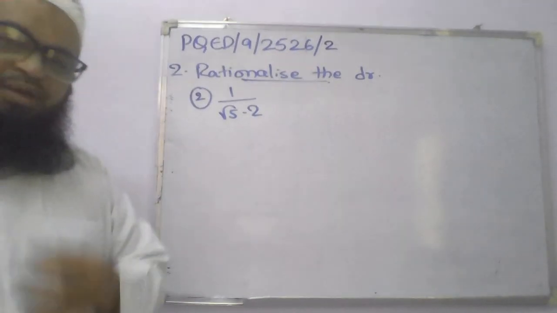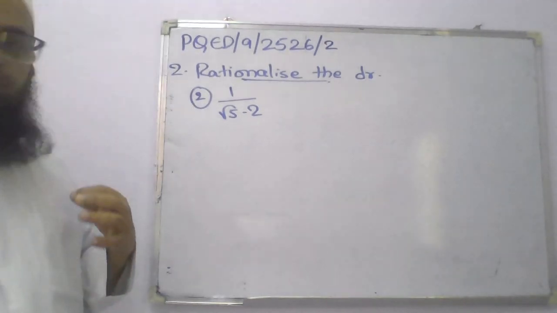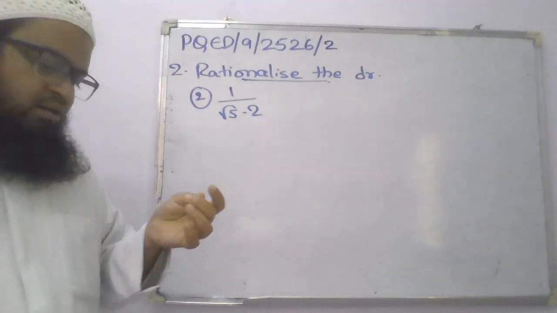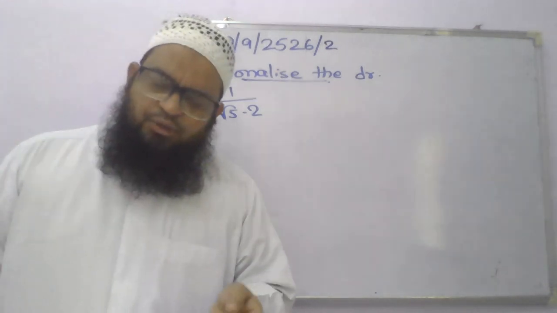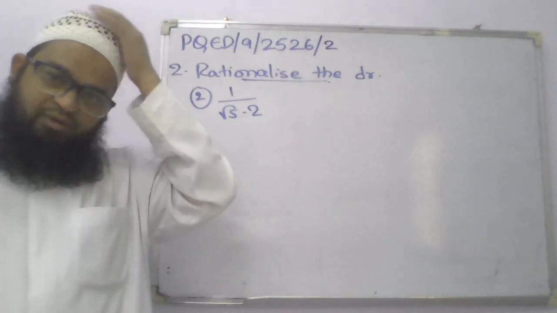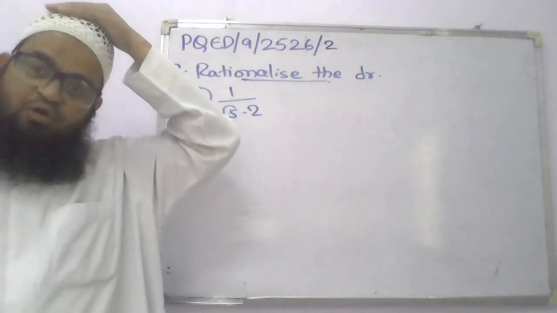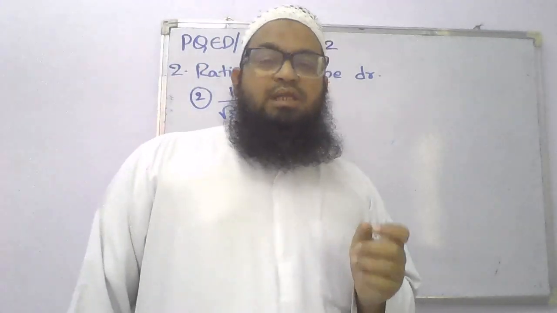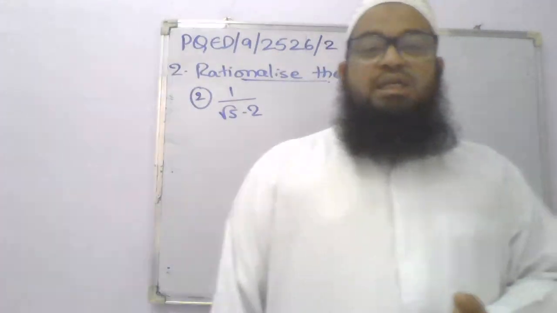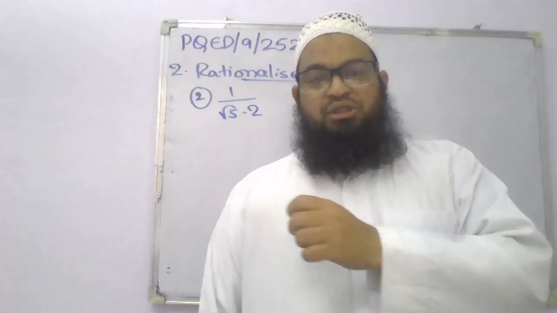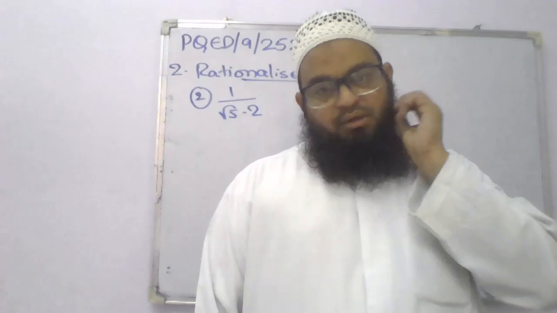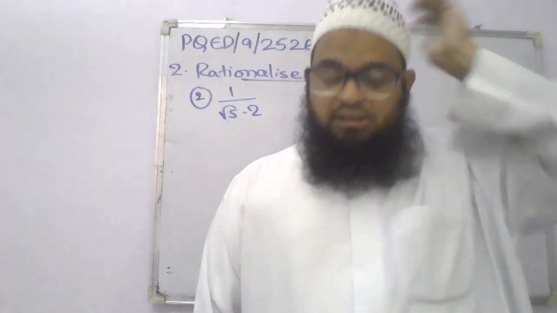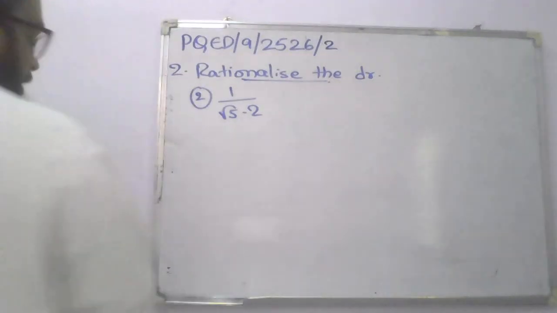Here the next problem is 1 by (root 5 minus 2). Since root is there in the denominator, let us rationalize. Sir, why do you do this problem? Where it is used? Actually, whenever you write anything in p by q form, as fractions, the general form of writing a rational number, we should not have irrationals in the denominator usually. So that's the reason we rationalize the denominator, not the numerator.